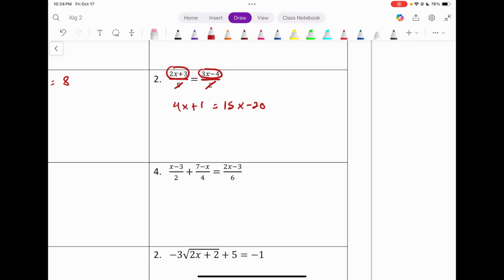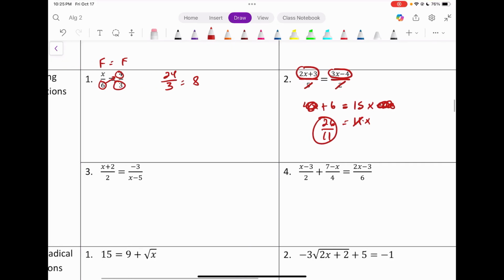And notice then you have just a basic linear equation. Move all my x's to the same side. To get rid of 4x, I'm going to subtract it. When I subtract 4x from 15x, I get 11x. To get rid of minus 20, I'm going to add it, which gives me 26. Last step, to get x by itself, since it's being multiplied, I'm going to divide, and there's my answer.